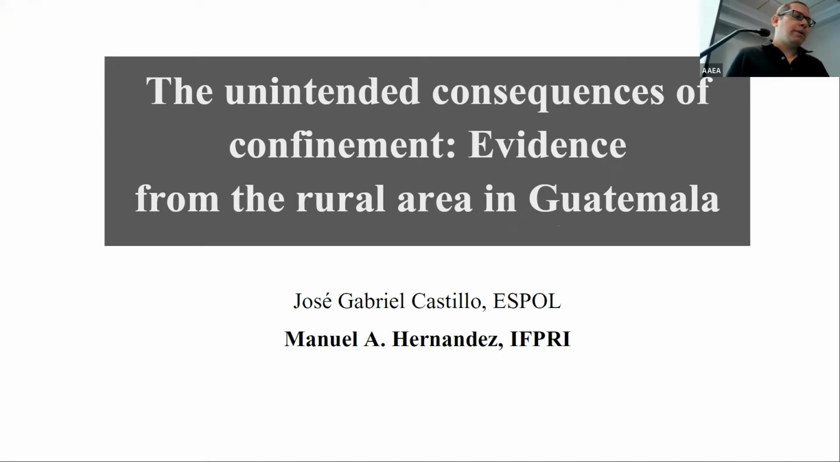This is a paper with Jose Gabriel Castillo from the SPOL in Ecuador, and Manuel Hernandez from IFPRI in Washington, D.C. Basically, in this paper, what we're trying to do is assess the impact of COVID-19 initial confinement on individual and social preferences in rural Guatemala.